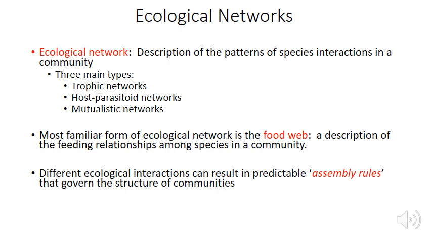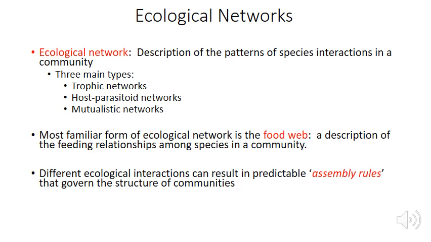The most familiar form of ecological network is a food web, so a form of trophic network. So this is just a description of feeding relationships among species in a community. And different ecological interactions can result in predictable assembly rules that govern the structure of communities. So assembly rules are an idea that was originally something that Jared Diamond proposed.